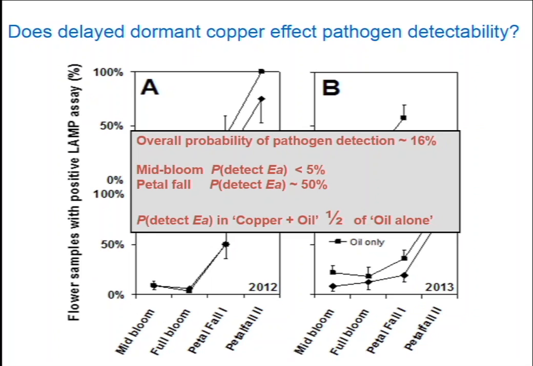In all these samples we took, and there were hundreds and hundreds, what Rachel was saying is that we had less than a 5% probability of finding the pathogen in that early mid-bloom sample. But by the time we got to petal fall, 50% of all the samples had the fire blight pathogen in them, and the copper and oil treatment had, on average overall, half as many positives as the oil alone. So that's just a summary of this.